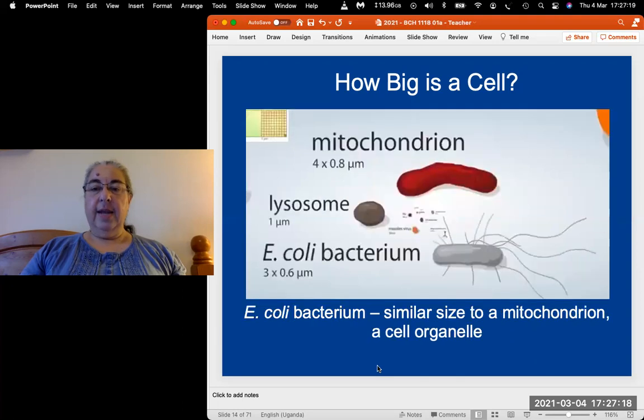Zoom in again. And here is another single-celled organism, E. coli bacteria. And here, for comparison, is an organelle within a eukaryotic cell. Here is a mitochondrion, and here is another organelle, a lysosome. So you can see that E. coli is quite small and of a similar size to a mitochondrion.